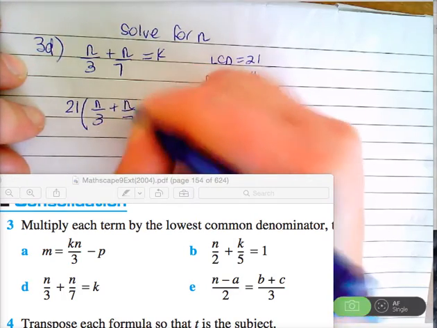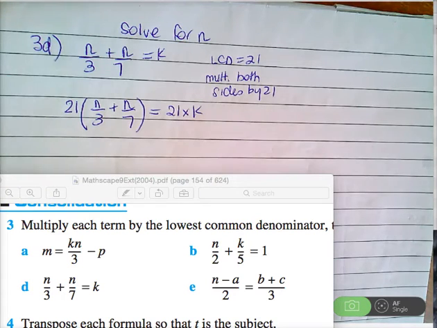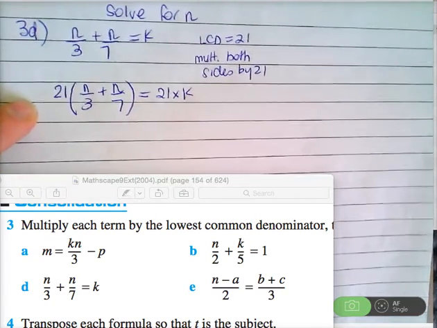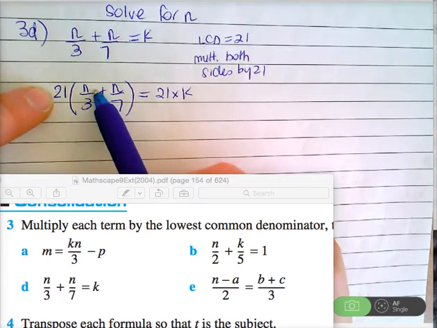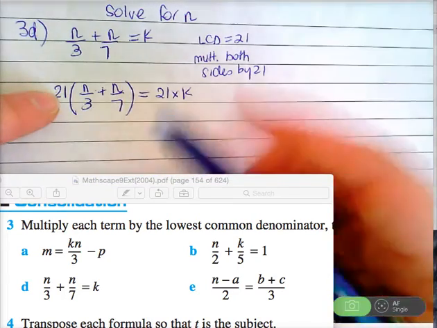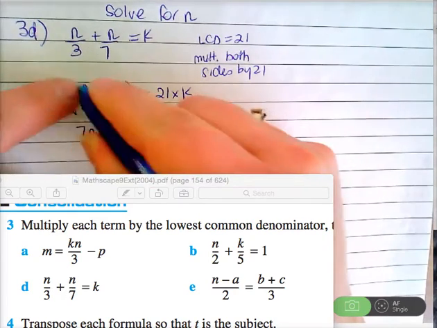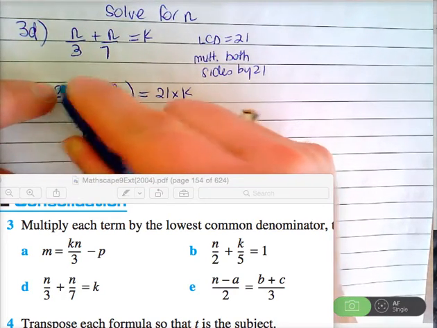Now, this is not how I normally set it out. Equals 21 times that. So really, I'm doing the same. You've got a scale and it's balanced, so I need to do the same thing to both sides, which is multiply both sides by 21. It is the same as saying multiply through by 21, because don't I do 21 times the first one and 21 times the second one? What's 21n on 3? You get 7n, because 21 over 3 is 7.